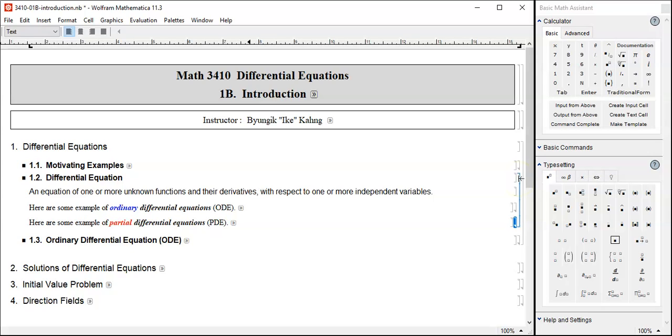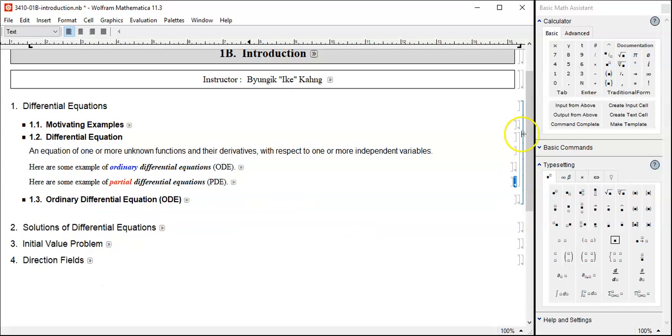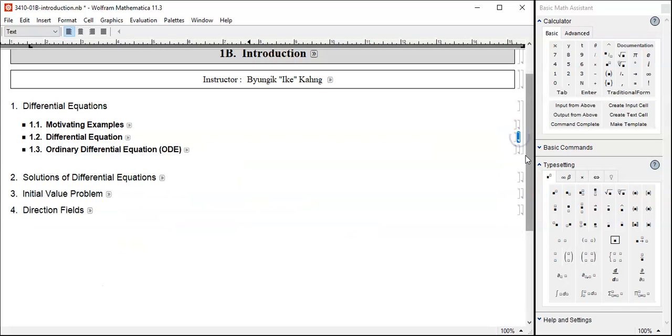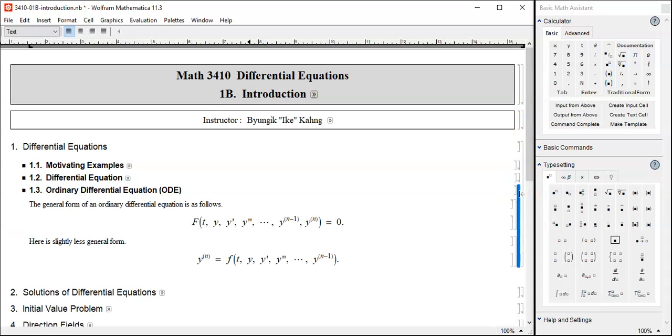All right, those are examples of partial differential equations. The reason I took so much time on partial differential equations right now is because this is the only time. We're never going to come back to partial differential equations ever again. That's why it took some time. Otherwise, we're just going to move on. Let's focus upon ODE, ordinary differential equation.